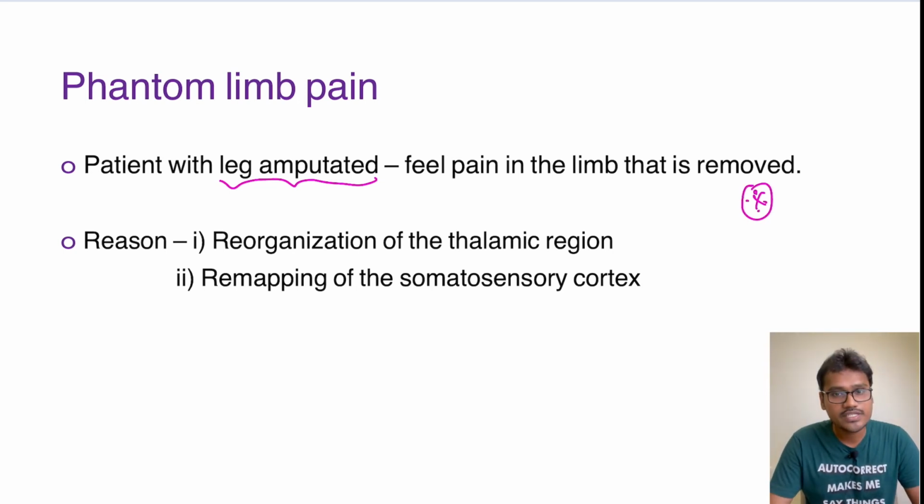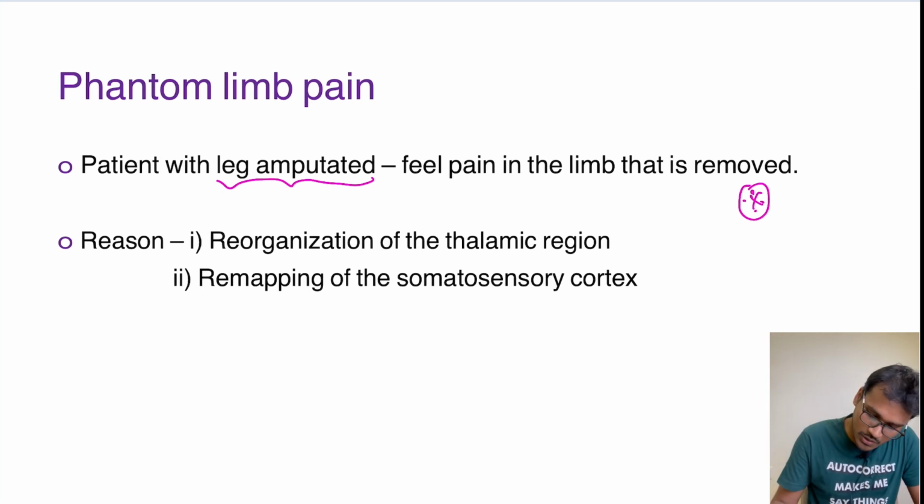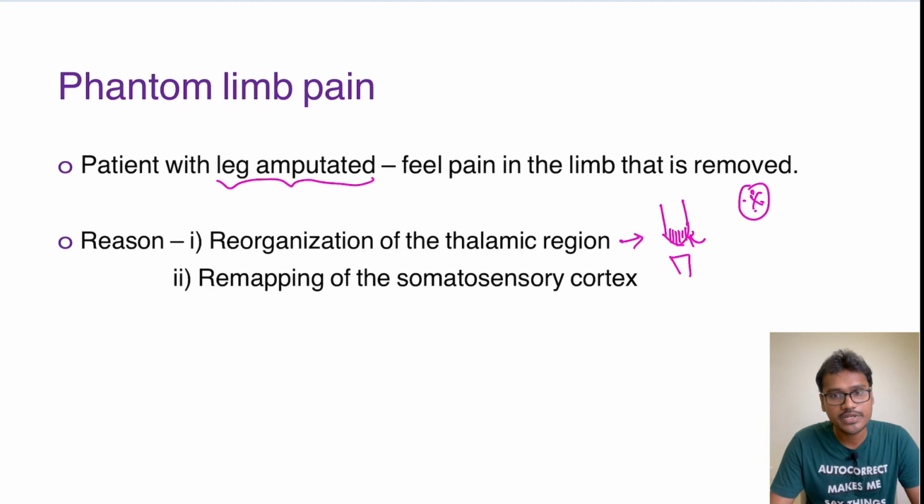The reason for this is some reorganization of the thalamic region. Previously, whatever stimulus was coming from that particular region, the limb is not there now, but there is the closed area which is also called the stump. For example, after the amputation is done, they will put a stump like this. Now any stimulus to this stump region, the patient thinks as if his limb is there and he is feeling the pain in the limb.